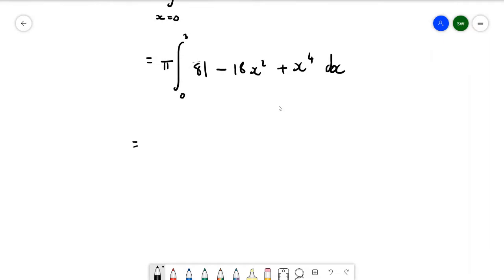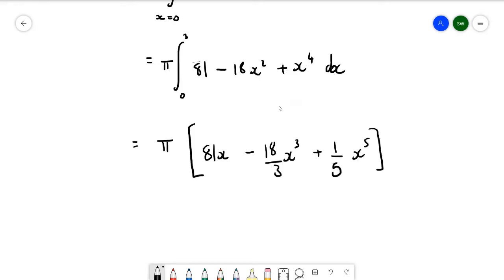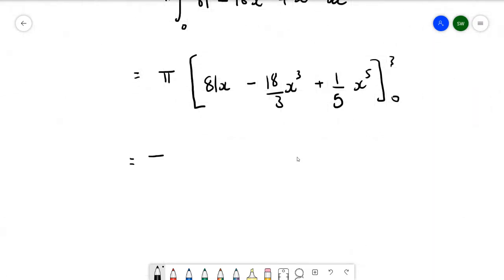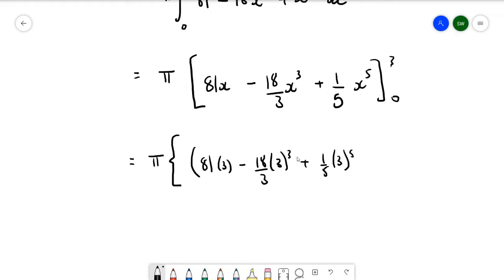Okay, let's integrate it then. I'm going to leave the pi outside of the square brackets, and when we integrate we'll have 81x minus 18 over 3 x cubed plus a fifth x to the power of 5. And then I just need to sub in the limits. So we're going to have pi multiplied by, I'm going to sub in the top limit, so 81 times 3 minus 18 over 3 times 3 cubed plus 1 over 5 times 3 to the power of 5, and then minus, sub in the lower limit.